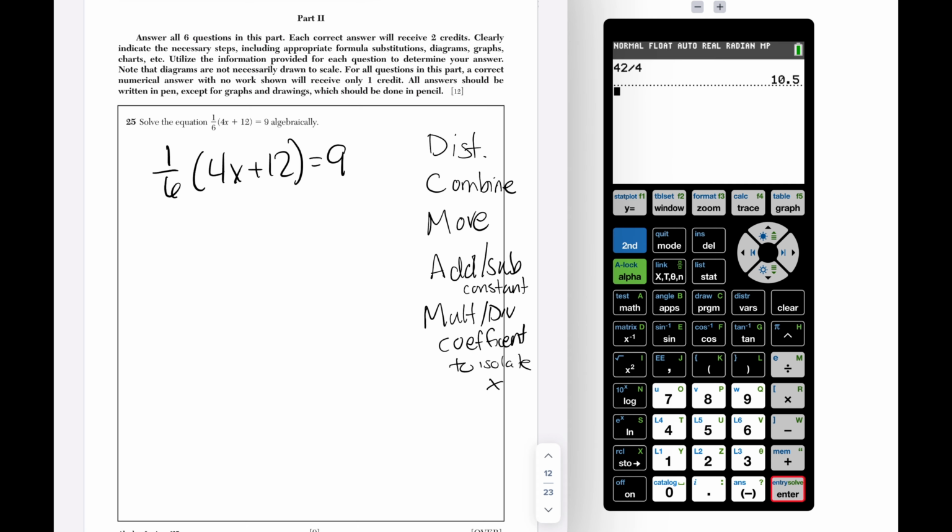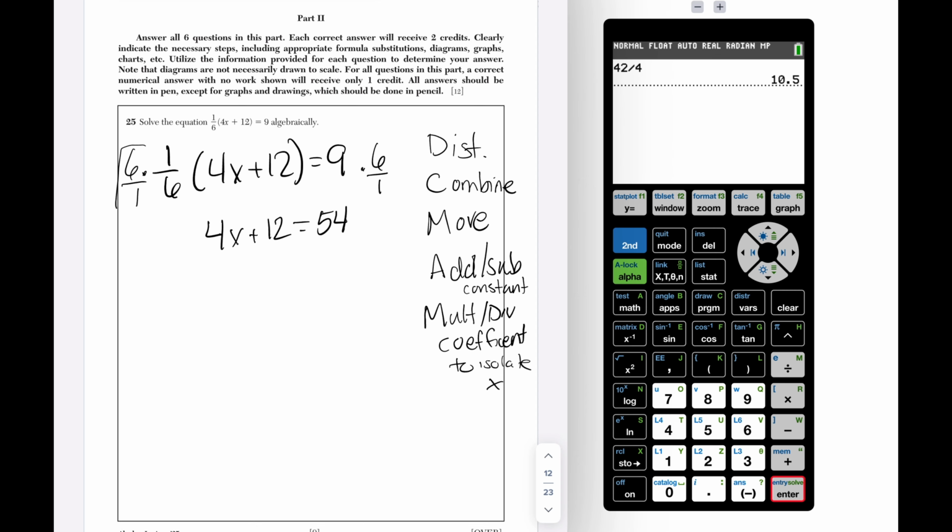Okay, and this is just convention. I know that this entire thing is being multiplied by 1/6, this entire thing. So what I could do is multiply this by its reciprocal and this by its reciprocal. That way, all I'm left with is 1 times 4x plus 12, or just 4x plus 12 on this side. And then on the other side, I put 6 times 6 over 1. And over here, I'm doing times 6 over 1, or just 54.